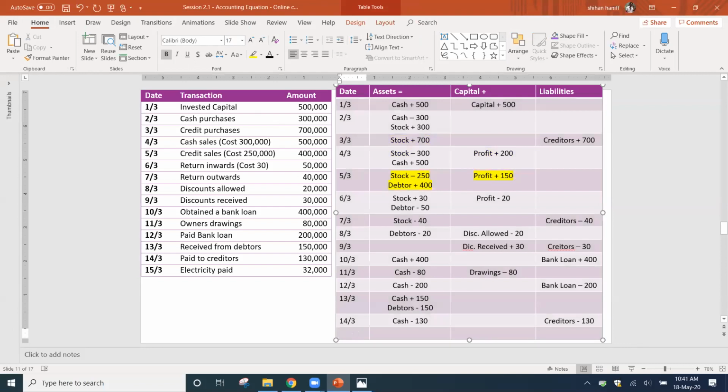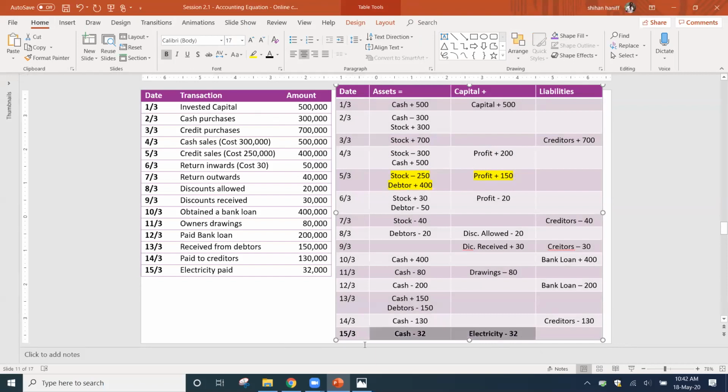So the last one, 15th March, electricity paid. Cash minus 32. Electricity is an expense. Minus 32.